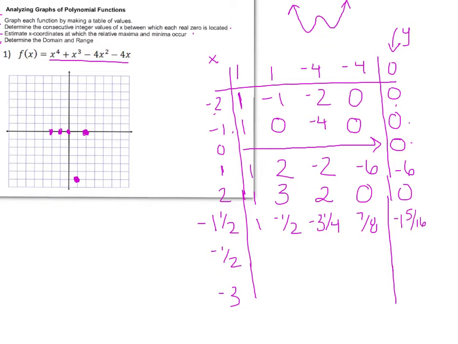This tells us that at negative 1.5, in between the negative 1 and the negative 2, we're down a little bit more than 1. So we have a point right about there.